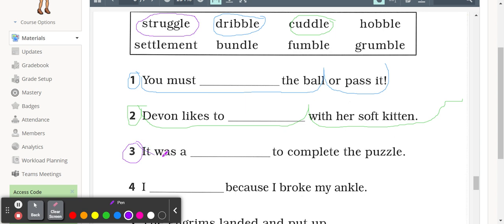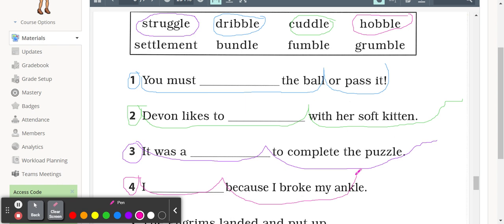It was a struggle to complete the puzzle. And number four, I blank because I broke my ankle. Oh, if you're not able to walk well, that's... yes, hobble. You hobble. Okay, number four, I hobble because I broke my ankle. Excellent. Now we just have this bottom row here to do.